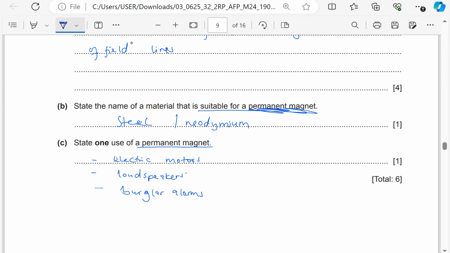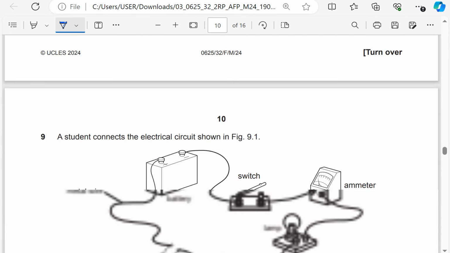And so many others, they have permanent magnets. Okay, so this was steel, not iron. Iron gives a temporary magnet.